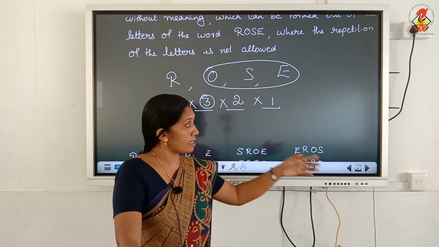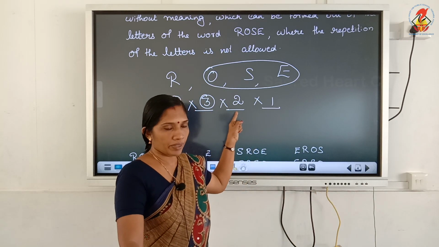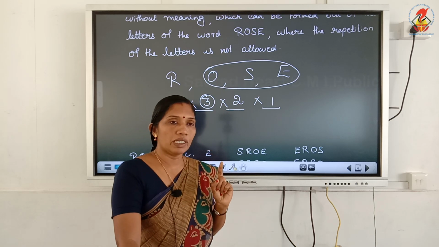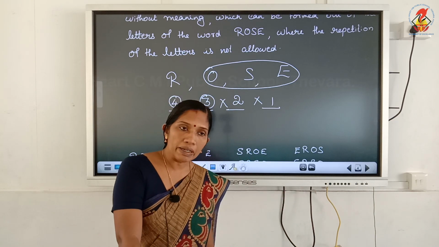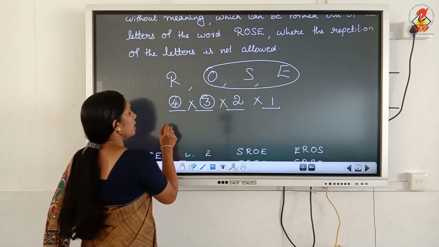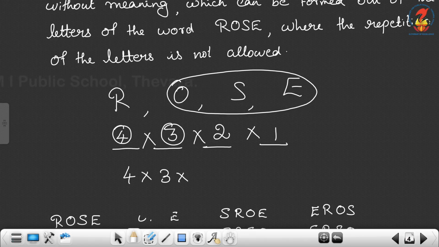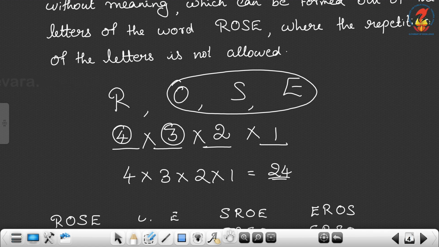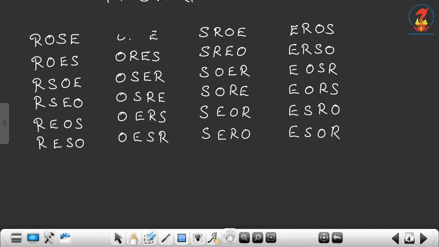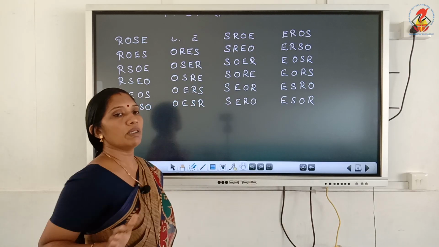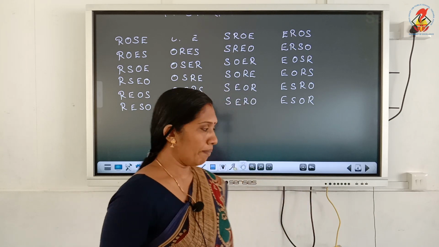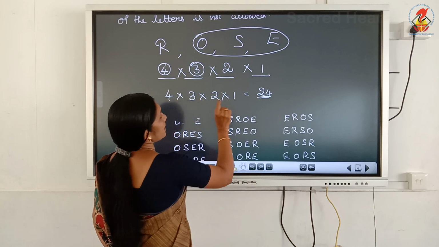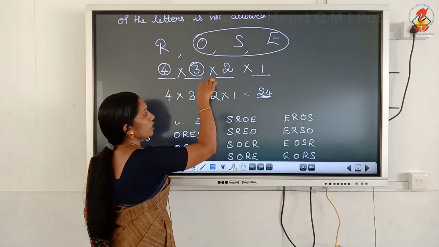Then the third place we can fill in 2 different ways, since we have only 2 letters. Then in the last place only 1 letter. So what is the total number of words? 4 into 3 into 2 into 1. 4 3s are 12, 12 2s are 24. That is the same as this one. But listing or writing all the possibilities is very difficult. That's why we use the multiplication principle. And here repetition is not allowed, that's why 4 into 3 into 2 into 1.